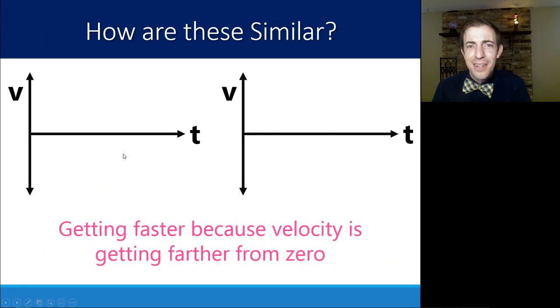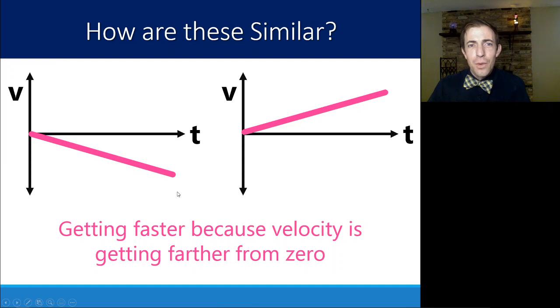So if we wanted to look at a couple different graphs here, we know that these two are similar because you get faster as you get farther and farther away from 0. So both of these graphs are showing an object speeding up, even though that isn't immediately intuitive to us. It's speeding up because we know that 0 velocity, this center line here basically, is the slowest you can move. And as you get away from that, it means you're getting faster.